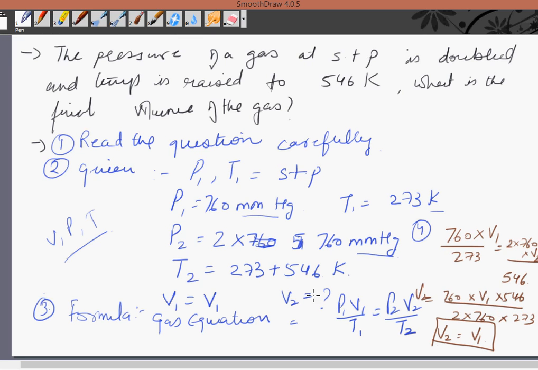I hope you have understood now the steps and the problems which you can solve by going with these steps. It will be very easy for you to understand and solve all the numericals, not only in this gas law. You can also solve in physics and in chemistry, in mathematics also, but you have to just understand these steps and you have to learn all the formulas by understanding the theory.